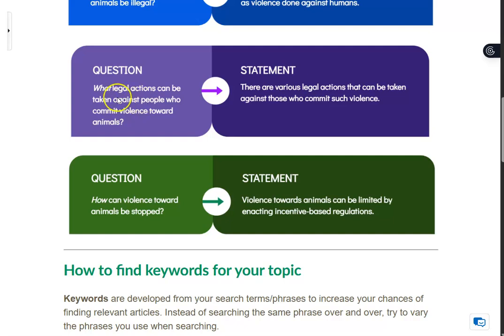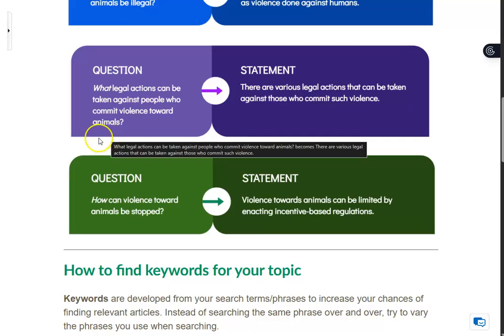What legal actions can be taken? Well, what is basically a closed question, right? Well, we can list off these laws. That's not a paper. So what legal actions can be taken against people who commit violence towards animals? There are various legal actions that can be taken against those who commit such violence, such as blah, blah, blah, blah, blah, and blah. By having that as a claim, we're able to support the argument at that point.